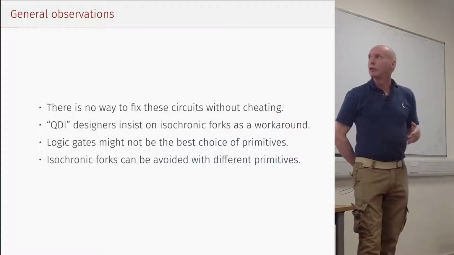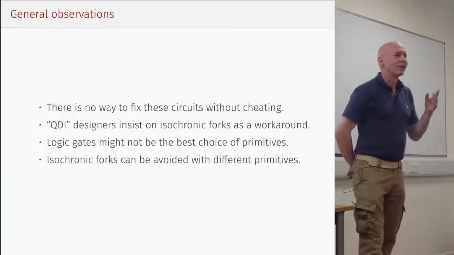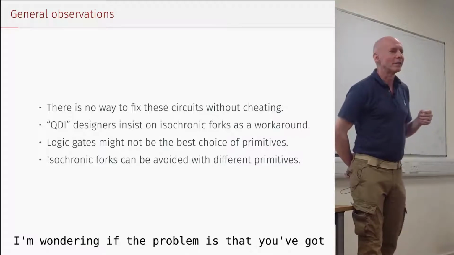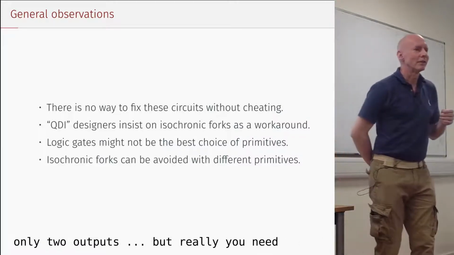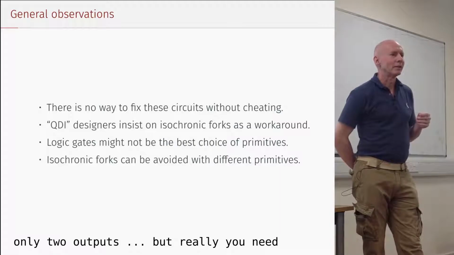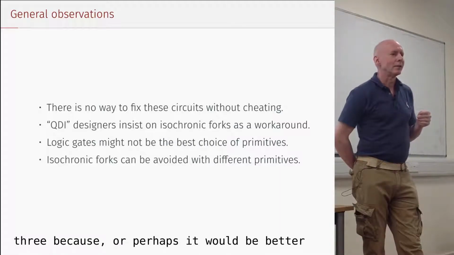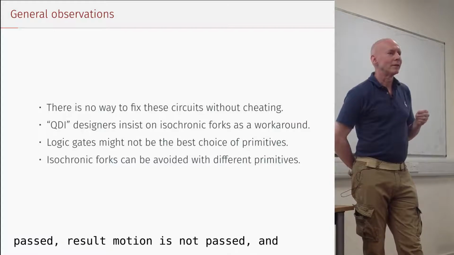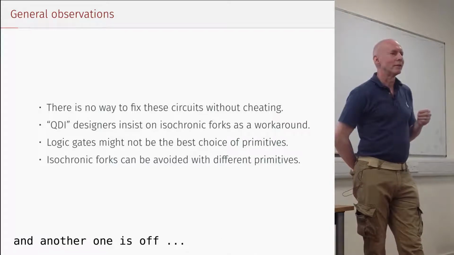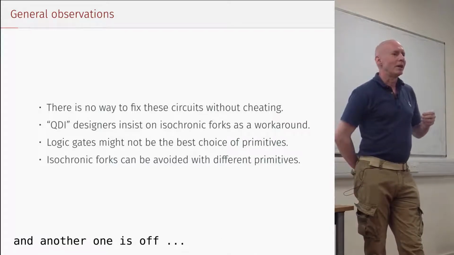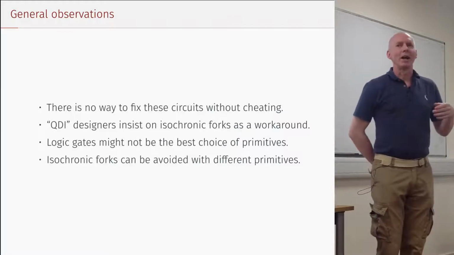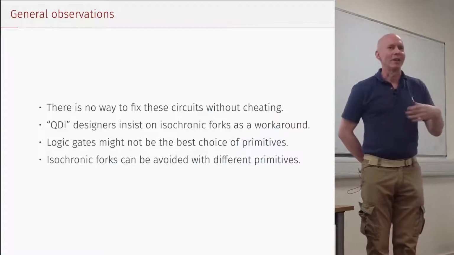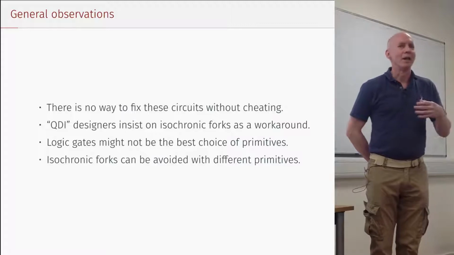So what are these other primitives other than, yes? I'm wondering if the problem is that you've got only two outputs, true and false. But really you need three, or perhaps you could do better if you had three. One to say the result, motion is passed, one to say motion is not passed, and another one is off. Yeah, there is. I thought someone might ask that, so I have some slides prepared for it at the end.